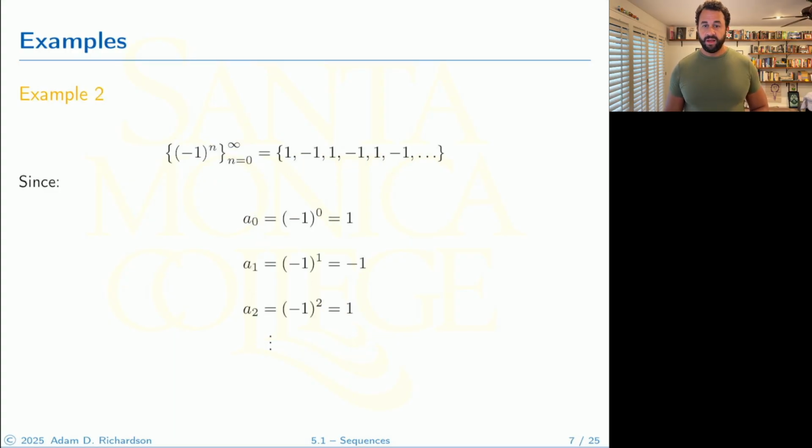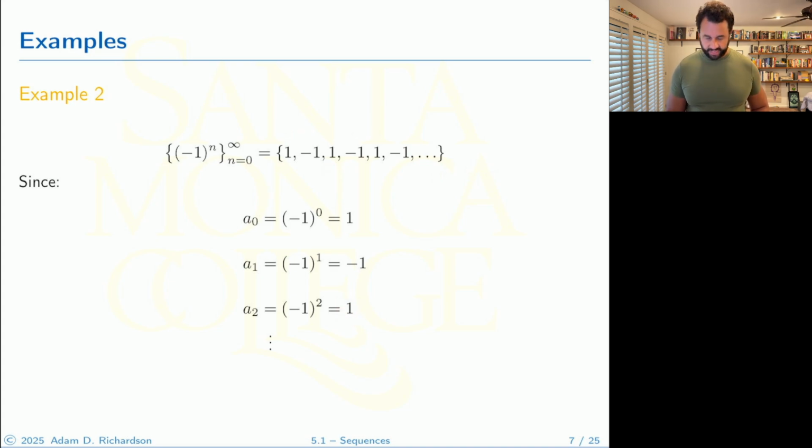Let's do another example. This one is a classic example of an alternating sequence. The terms just follow the form -1 to the n, right? And in this case, n starts at 0. So -1 to the 0 is 1. So the first term is 1. -1 to the 1 is -1. -1 squared is 1, since -1 times -1 is 1. So the term associated with n equals 2 is 1. And then it keeps going. 1, -1, 1, -1, 1, -1, on and on and on.